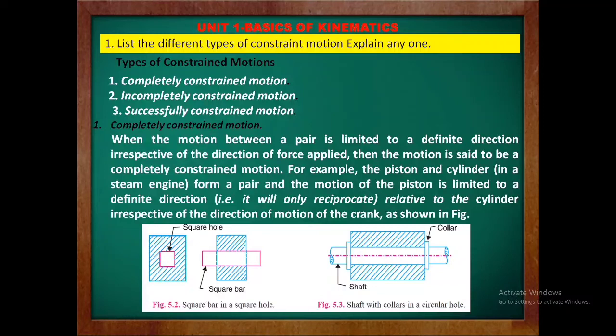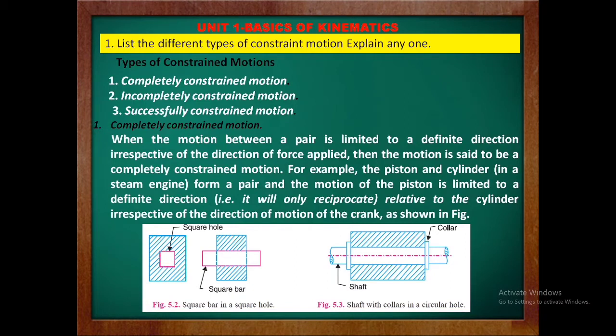The first unit, basics of kinematics, in the subject Mechanics of Machines. Friends, the first question is: list the different types of constrained motion, explain any one.